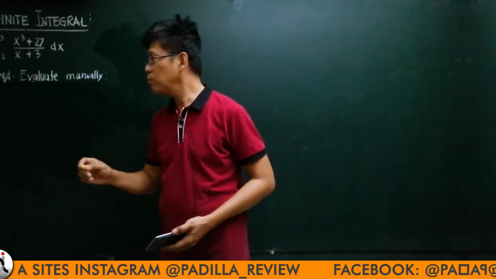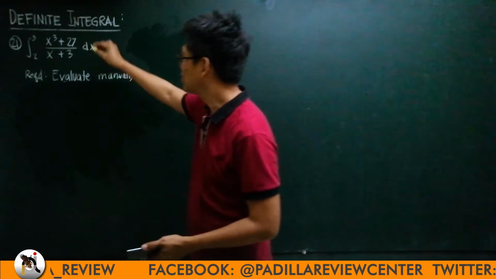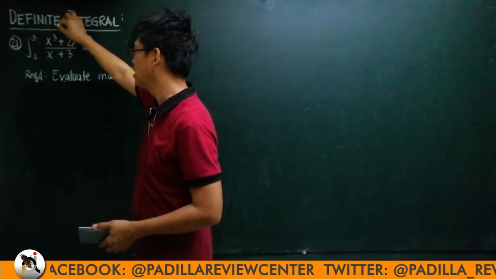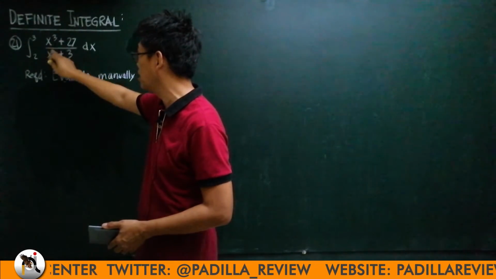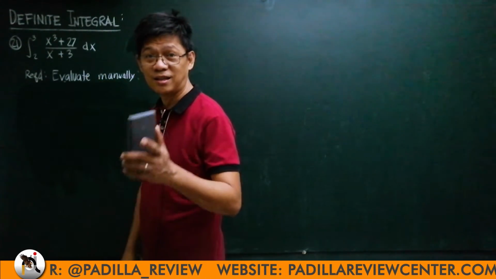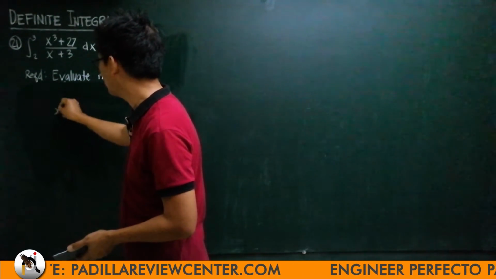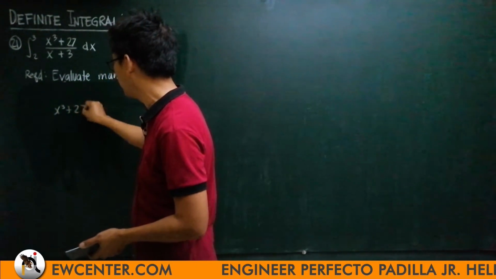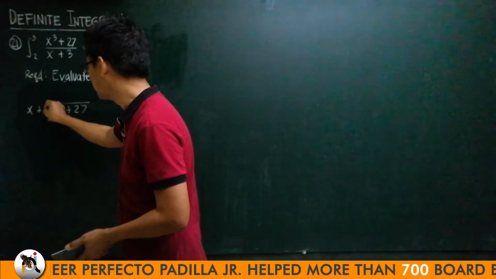Here we are asked to evaluate this integral manually. Since the numerator is of higher degree than the denominator, this is third degree, this is first degree, the technique is to divide. So we divide x cubed plus 27, divide this by x plus 3.